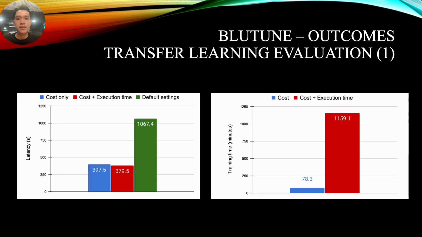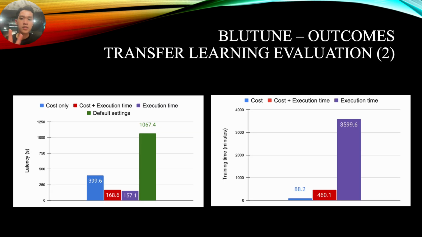And we can see the experiments here. The first one is to evaluate the transfer learning technique. It is apparent that when applying the transfer learning technique, the red columns, the latency slightly improves compared to the cost only. Although employing transfer learning offers some benefits, it requires more training time, as can be seen in the second figure. So it's up to the database administrator to decide whether the transfer learning technique is worth it or not.